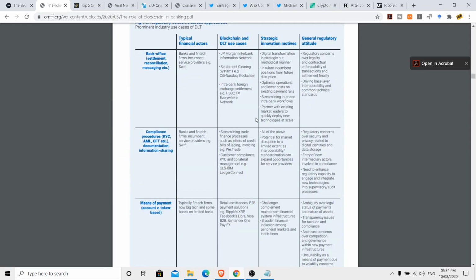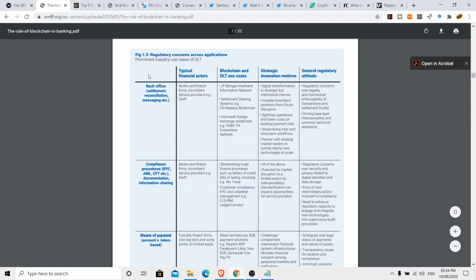Now, as we move on to page number 7, it says bank office settlement reconciliation. And on this side, we can see typical financial actors who are involved in that. Blockchain and DLT use cases, they name JP Morgan, that is Interbank. Then settlement clearing systems exchanges like Citi, Nasdaq blockchain. Now we know the connection with Nasdaq, right? Then intra-bank foreign exchange settlements. Now, these are the back office back end settlement processes we used to talk about.